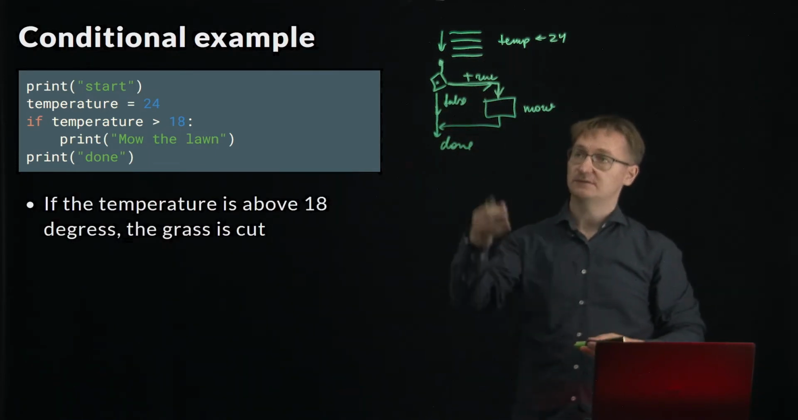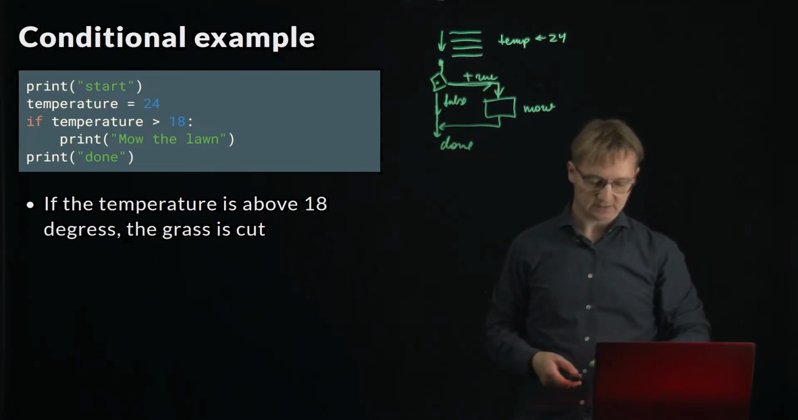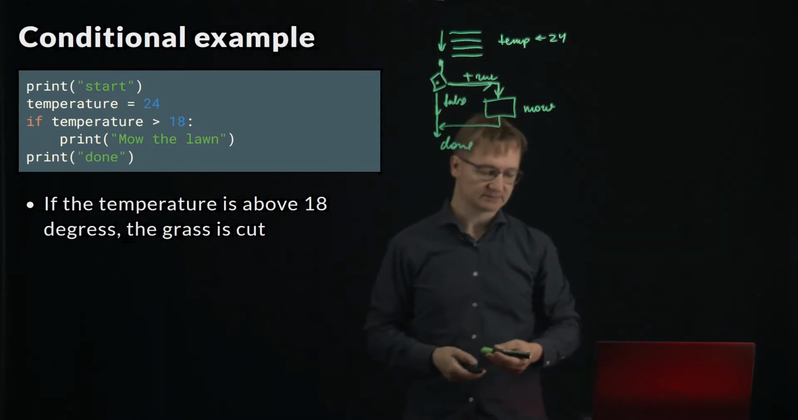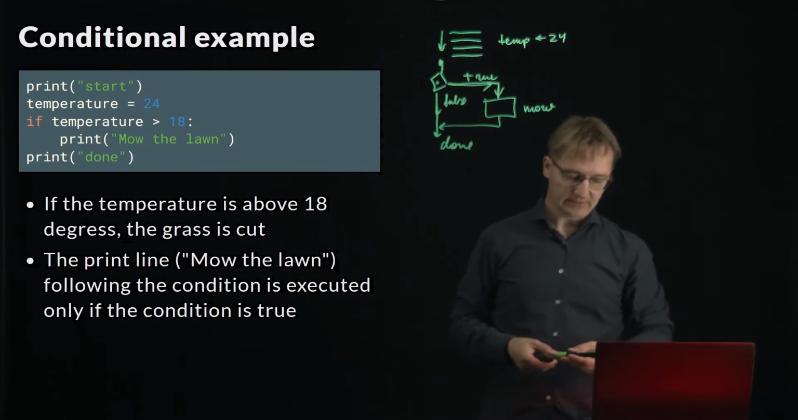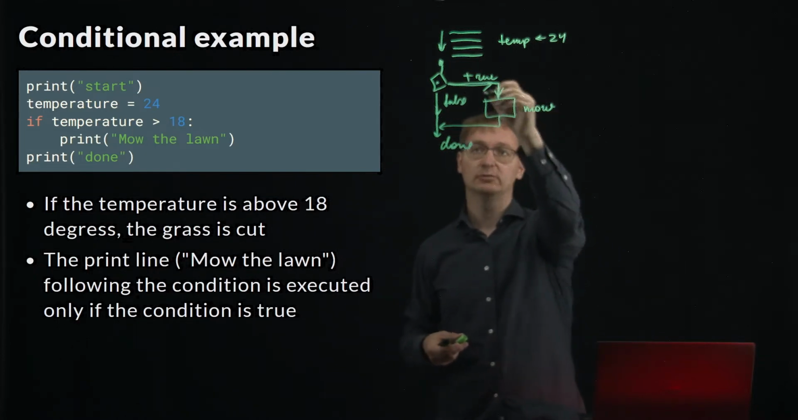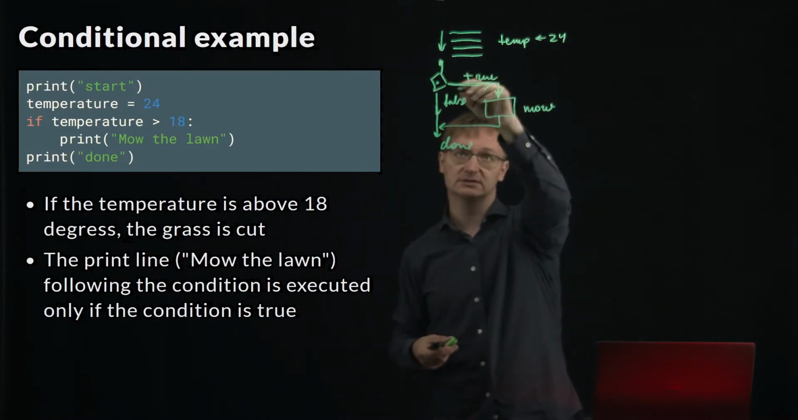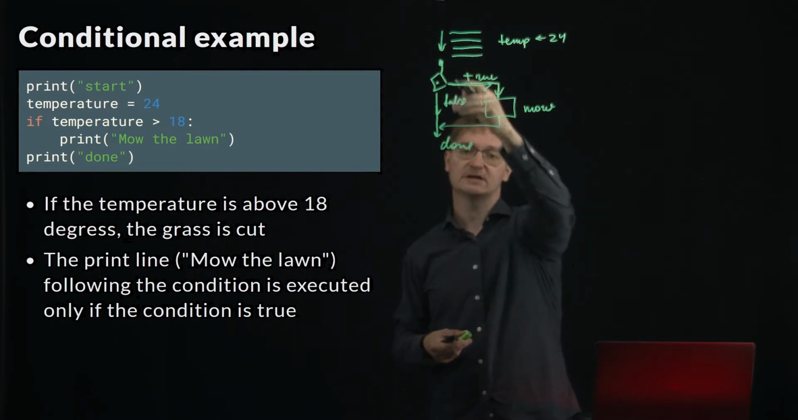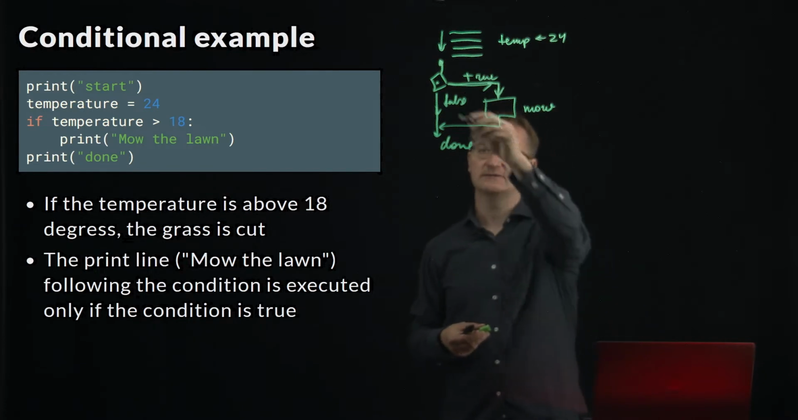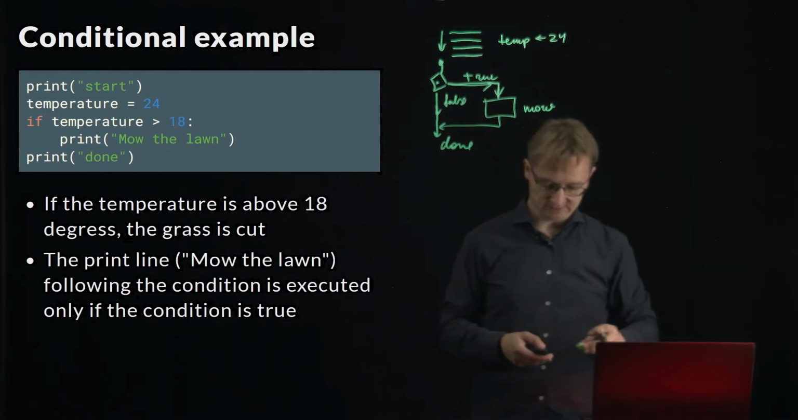So if the temperature is above 18 in our example, then we go and mow the lawn. And the line here is printed out only if we go in this direction. So only if the if statement is true, only then we go to this part of the code. And if it's not, then we follow the false line here.